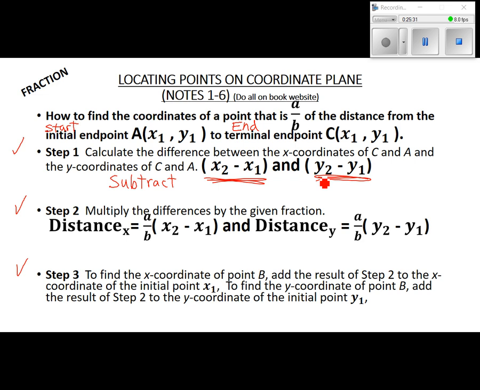Step 2, just like the other one, you're going to take the answer that you got from each of those. Here's one answer, here's the other answer. And you're going to multiply it by the fraction that you're given. So whatever fraction they give you, 1/4, 3/5, 5/8, whatever it happens to be, you're going to multiply by that. You're probably going to use what to do that?